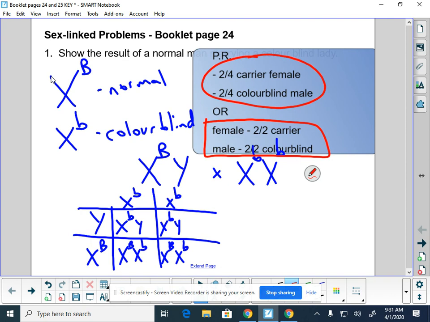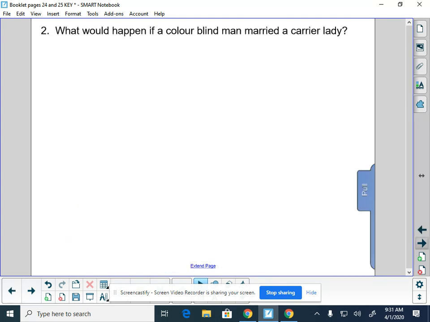Just to review, a carrier is somebody that does not have the disease or condition, in this case colorblindness, but carries the allele for it, which means they can pass it on. So that's a carrier. Okay, let's quickly move on to the second question.